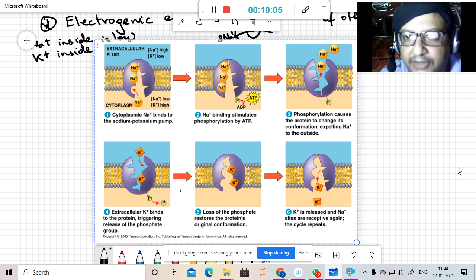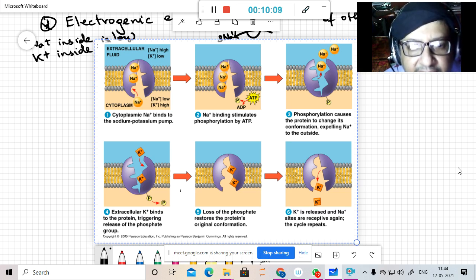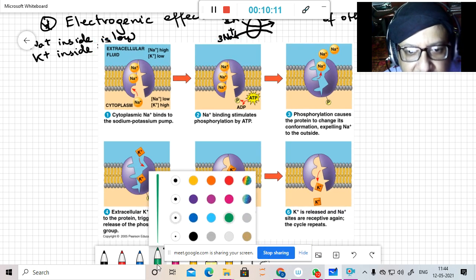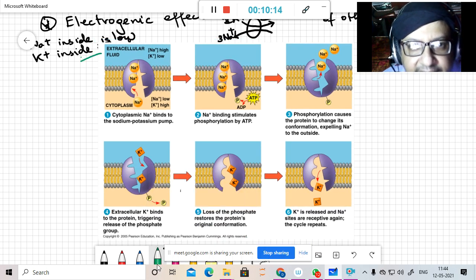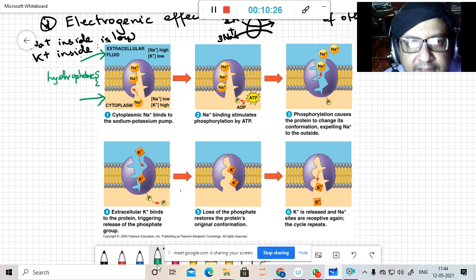So have a look at this picture on how it works. This is the extracellular fluid on this side, and inside is the cytoplasm, and this is the hydrophobic layer.